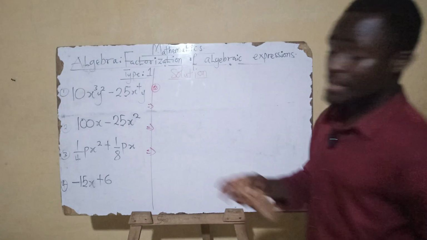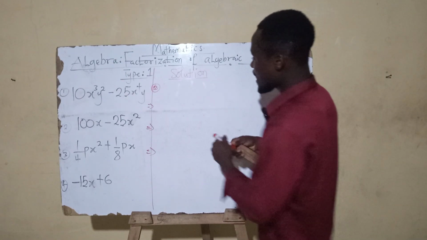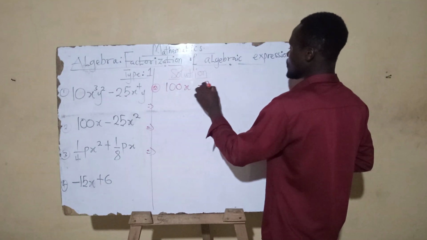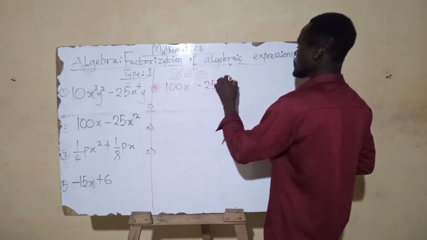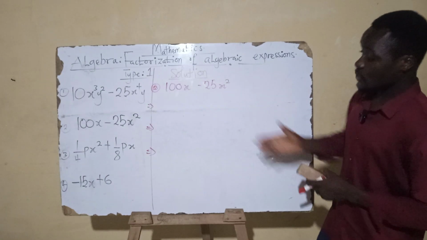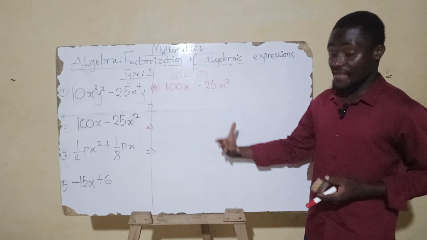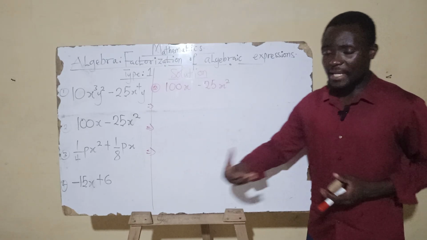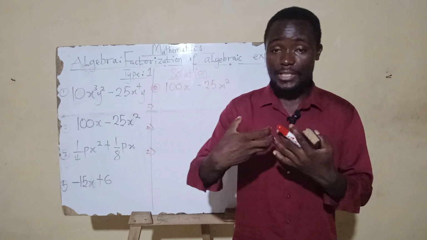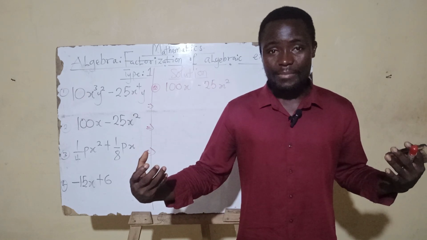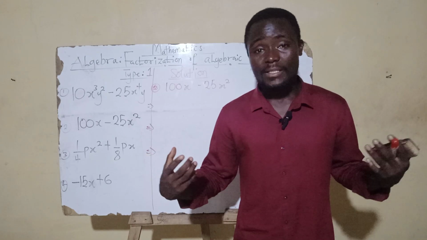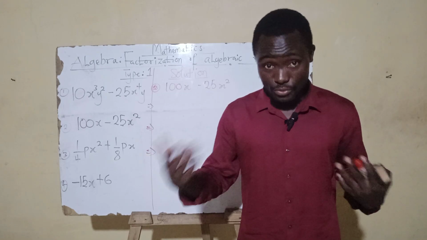Okay, so in the same manner, when we dive into question number 2, we have the expression 100x minus 25x squared. So this one we are going to use the expansion method. Remember, I told you the expansion method simply means we are splitting the terms that we have in the expression one after the other. And I believe when you understand this word, you'll be able to solve whichever expression you'll be given to factorize.